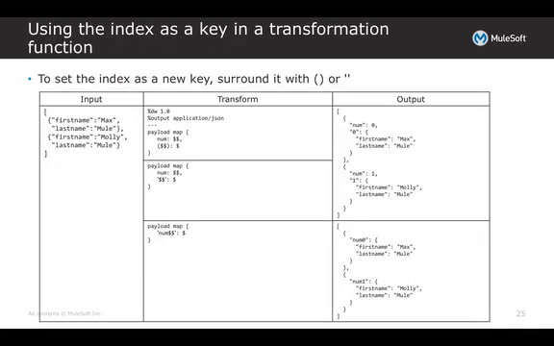Using the index as a key in a transformation. To set the index as a new key, we can surround it with parentheses or single quotes. An example of this is the same structure on the left, and inside of the top row transformation, you can see wrapping those $$ signs in parentheses, which is effectively going to output the key instead of just the index. Same with the second row down.